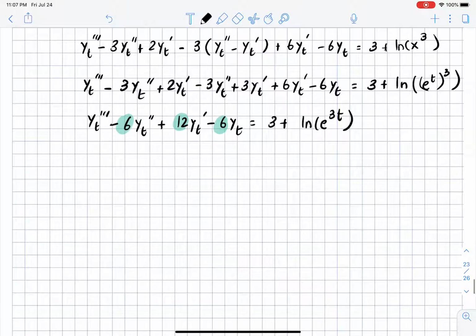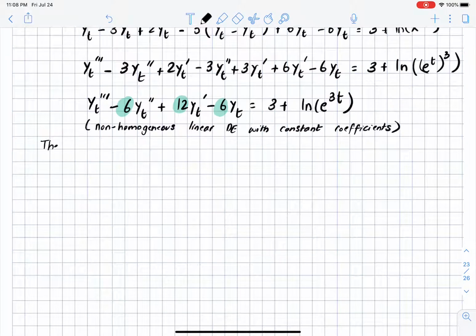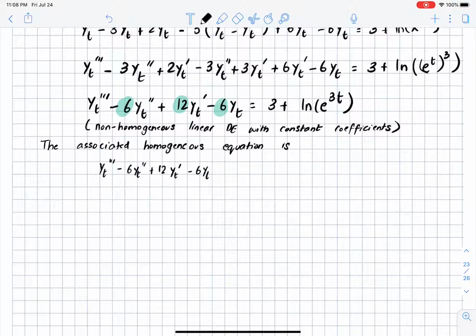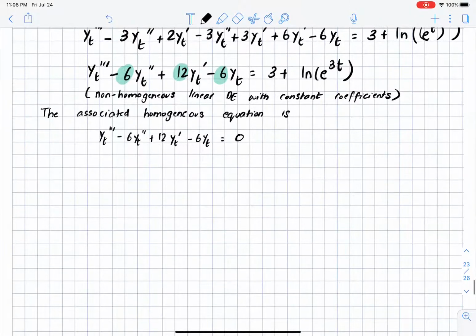So what we have here now is a non-homogeneous linear DE with constant coefficients. So the associated homogeneous equation is y'''(t) minus 6y''(t) plus 12y'(t) minus 6y(t) equals 0. The auxiliary equation is m cubed minus 6m squared plus 12m minus 6 equals 0.